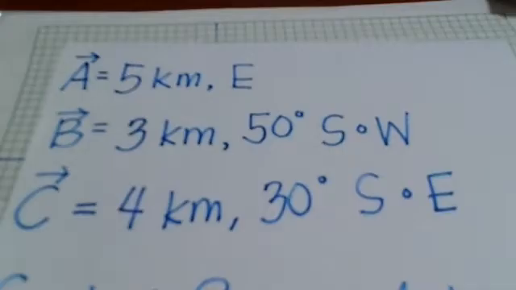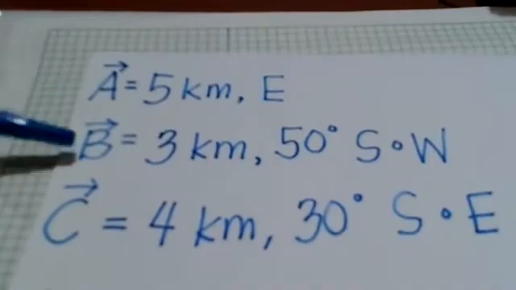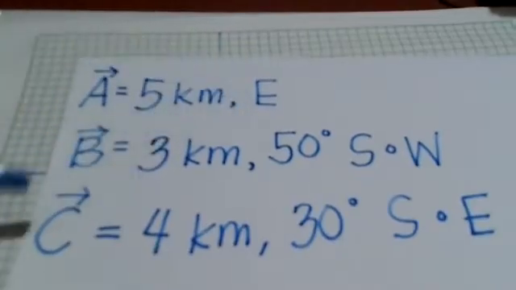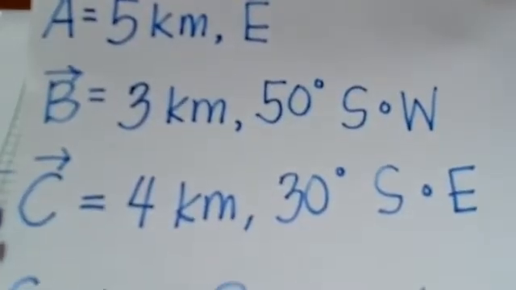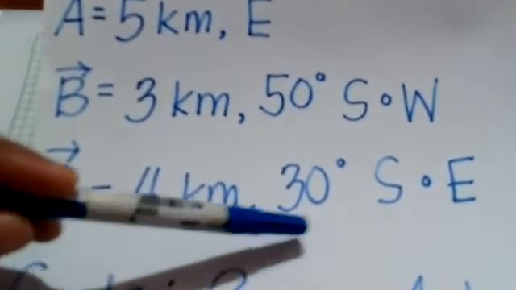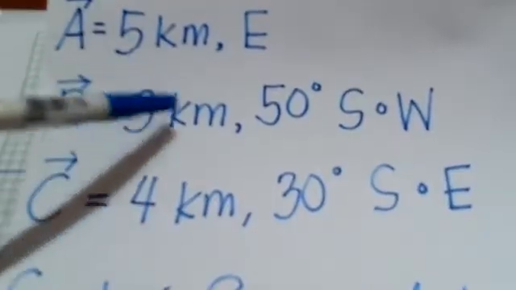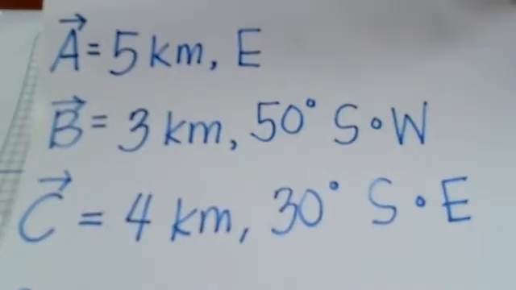Today I am going to demonstrate to you how to add vectors using the Polygon method. On your screen, you can see that there are three vectors. We have named them vector A, B, and C. Vector A is 5 kilometers east. Vector B is 3 kilometers 50 degrees south of west. And vector C is 4 kilometers 30 degrees south of east. Since the unit is in kilometers, we can also say that these are displacement vectors.